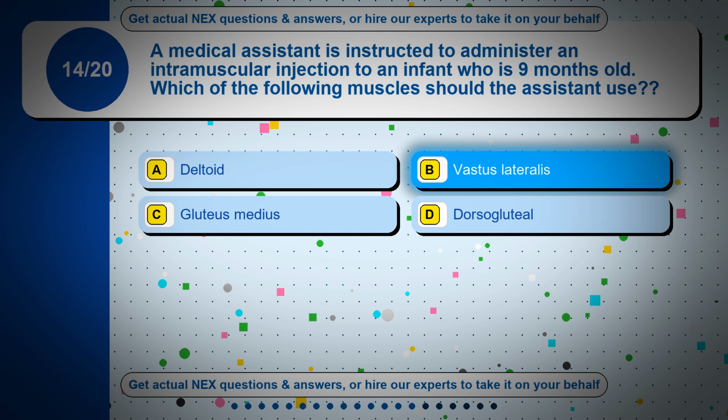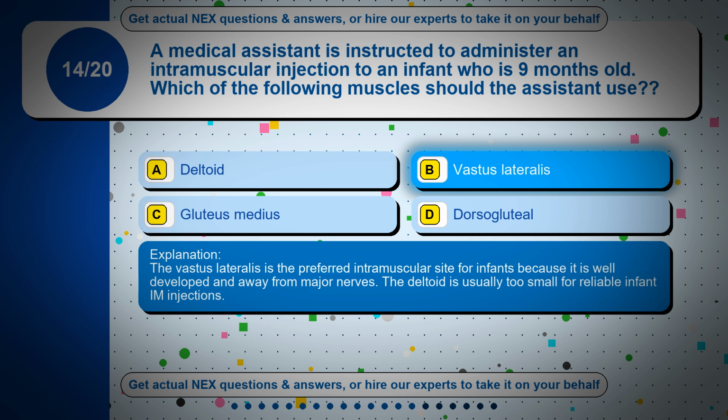Vastus lateralis. The vastus lateralis is the preferred intramuscular site for infants because it is well developed and away from major nerves. The deltoid is usually too small for reliable infant IM injections.